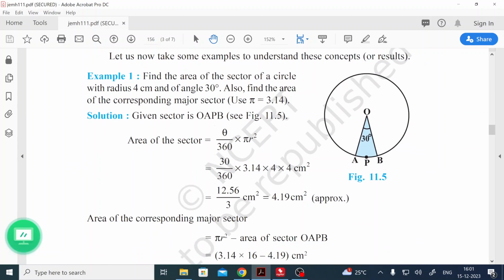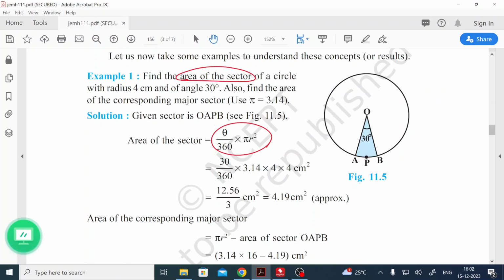Listen, come here. So find the area of sector. If you are getting this word, find the area of sector, only one thing you want to remember: theta by 360 into pi r square. The formula you should remember always. Area of minor sector, area of major sector or just sector, whatever they mention, you have to remember theta by 360 pi r square. Do you understand?